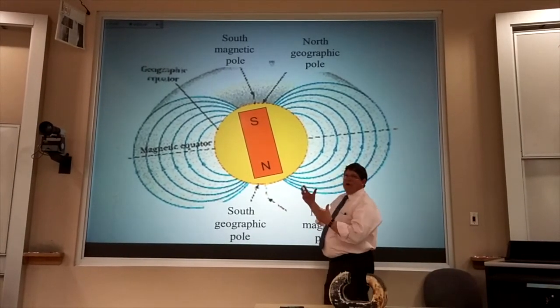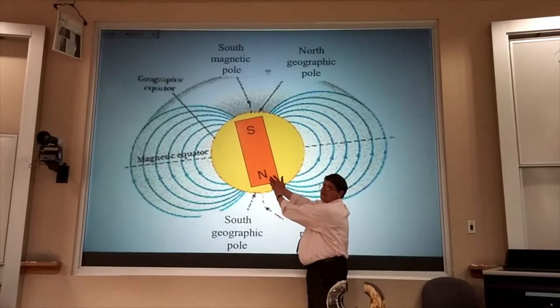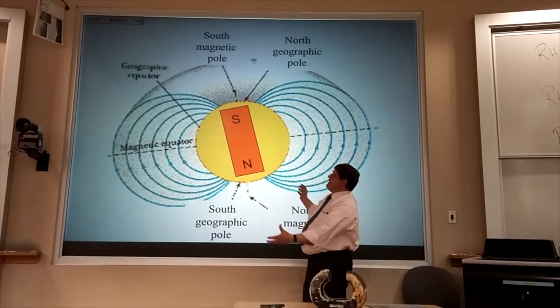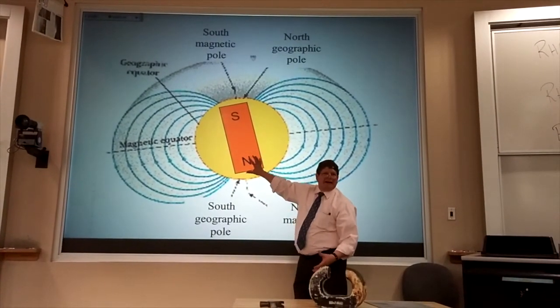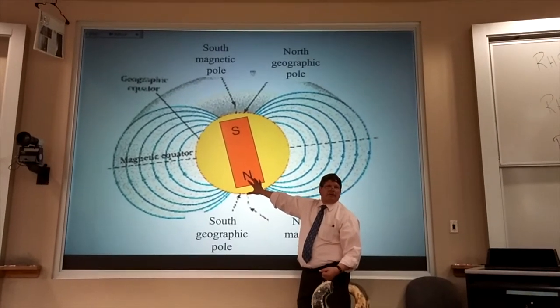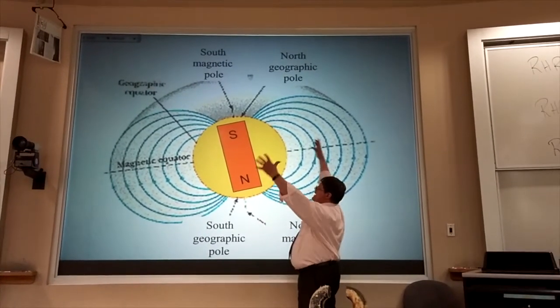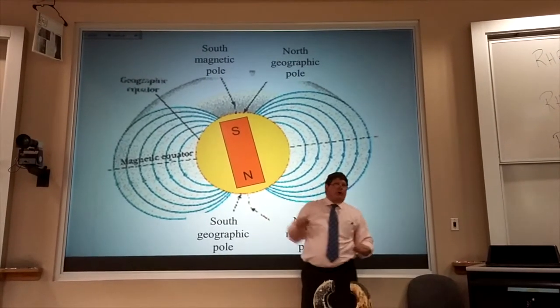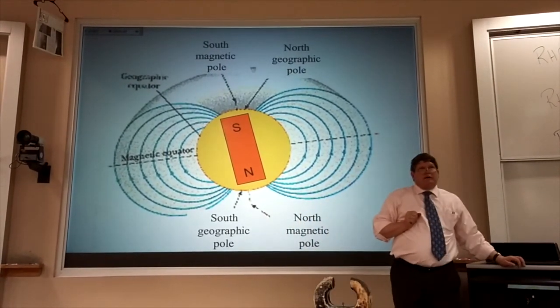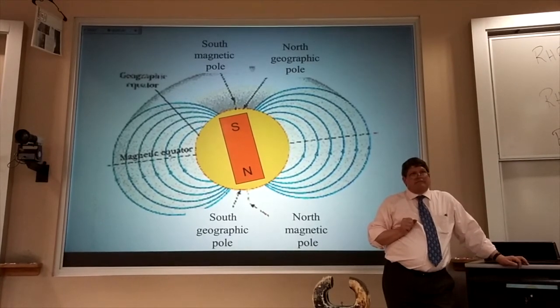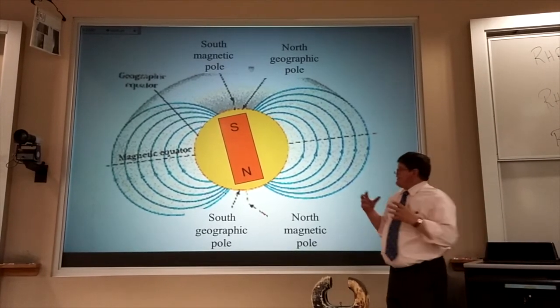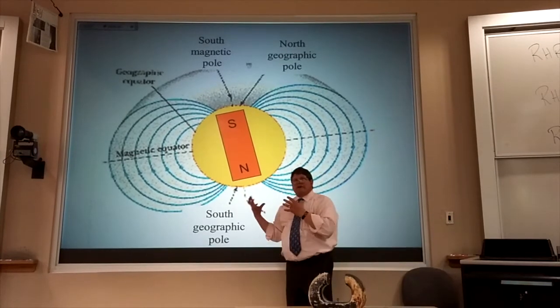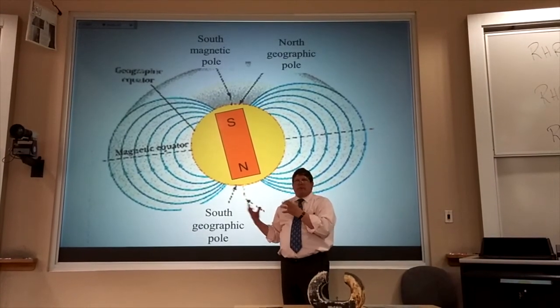Okay. What we know is because the field lines are coming out of Antarctica, that's where the north magnetic pole of the Earth is. And because the field lines come down into Hudson Bay in Canada, that's where the south pole of the Earth's magnetic dipole is.